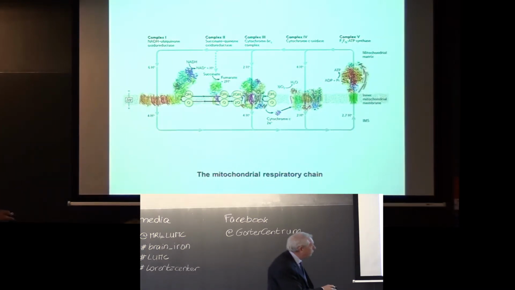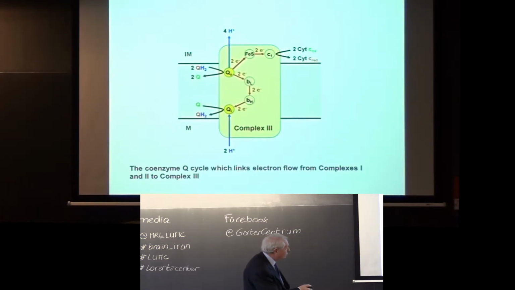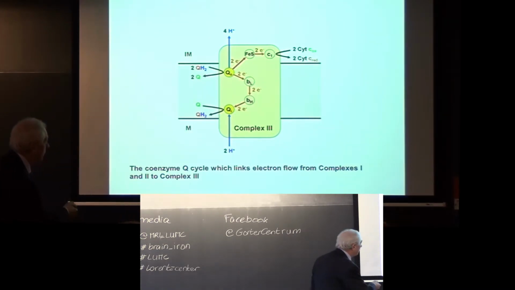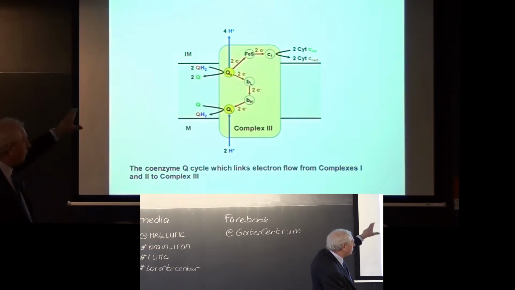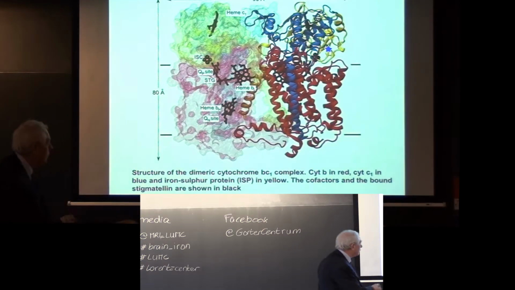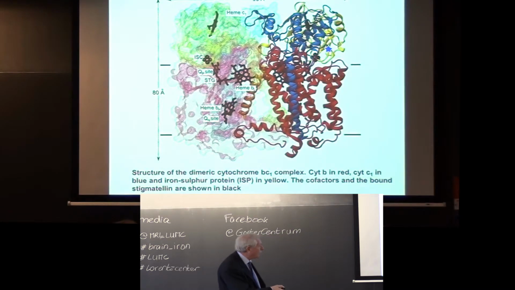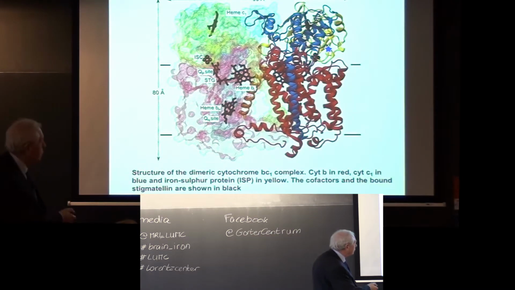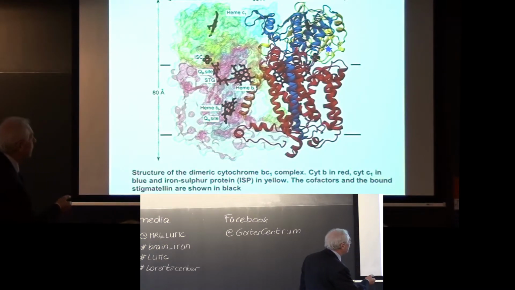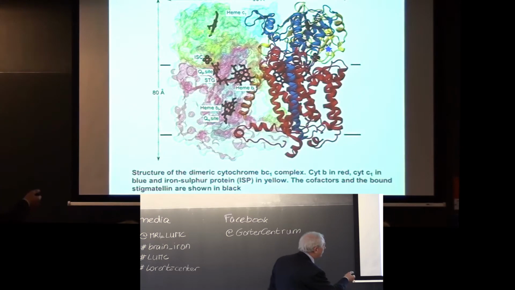So the mitochondrial respiratory chain contains this interesting Q complex, where the coenzyme Q comes from complexes 1 and 2 and then goes through to complex 3. And that is the structure of the dimeric cytochrome BC1 complex. You can see the 2 hemes, you can see the Q sites, you can see the site where an inhibitor binds, and the iron-sulfur cluster.